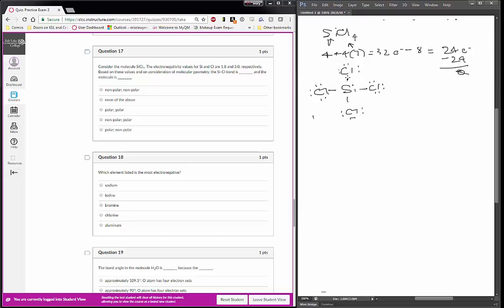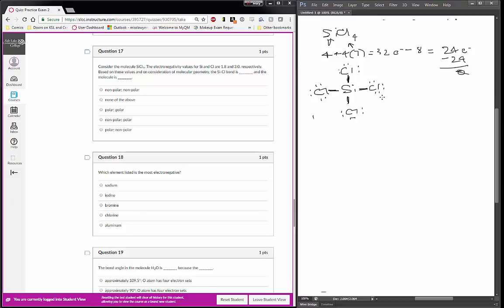Then we look at the silicon, and the silicon is happy. It has 8 electrons because it has 4 single bonds. So when we evaluate that structure, everything looks good. That is the Lewis dot structure for silicon tetrachloride. And then we have to look at the geometry.